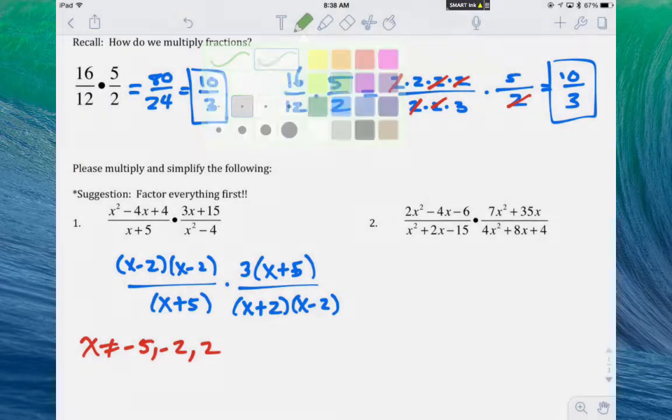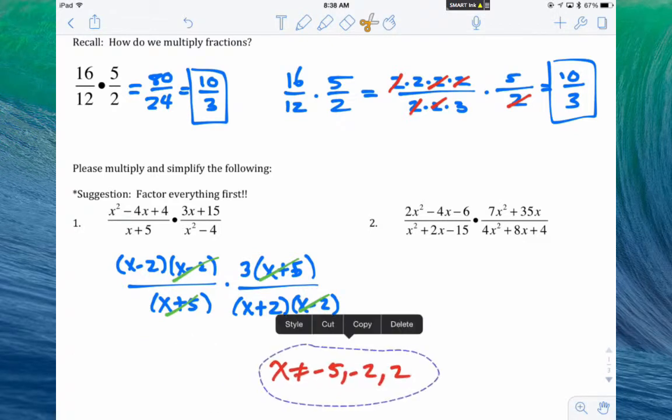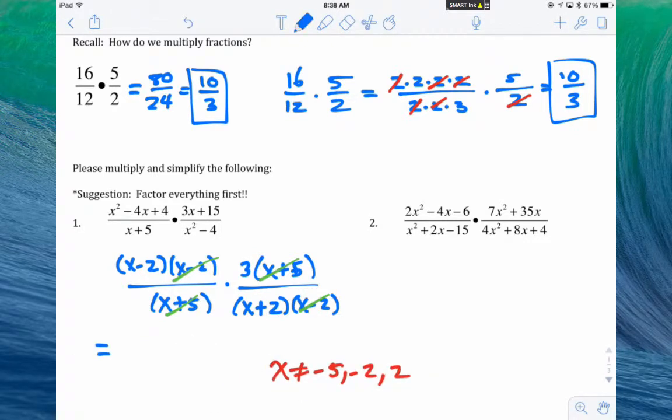Now it's time to simplify. I see an x plus 5 in my numerator and denominator. Boom, they simplify to 1. I see an x minus 2 in our denominator and our numerator. Boom, they simplify to 1. Yielding us our final product of, let's see, I think we've got a 3 and an x minus 2. So 3 times the quantity of x minus 2. And in our denominator we have left just x plus 2.